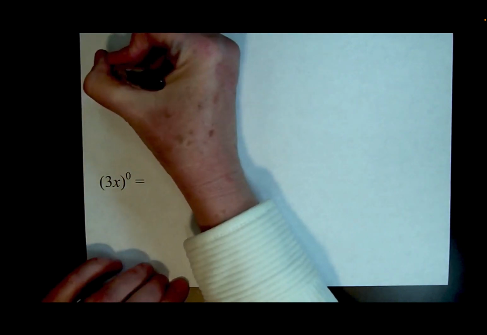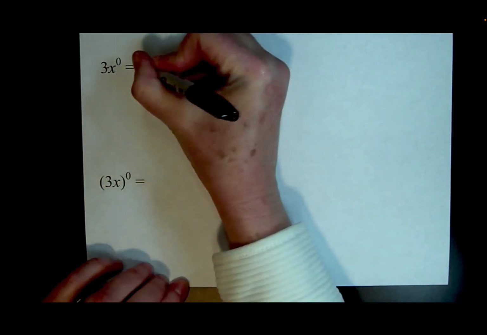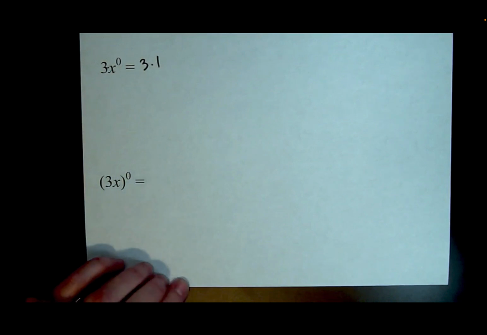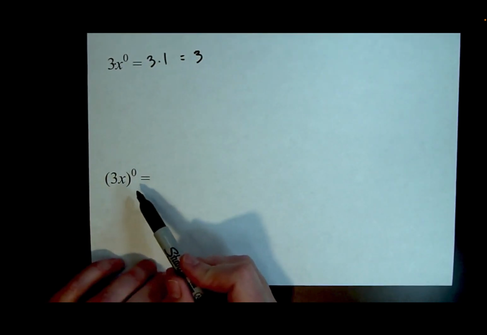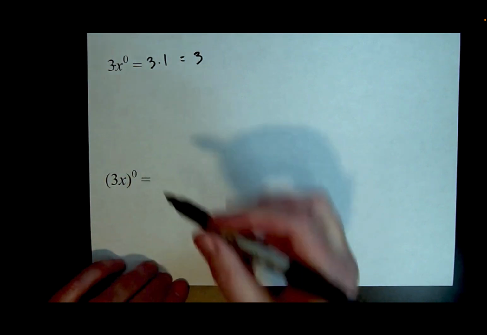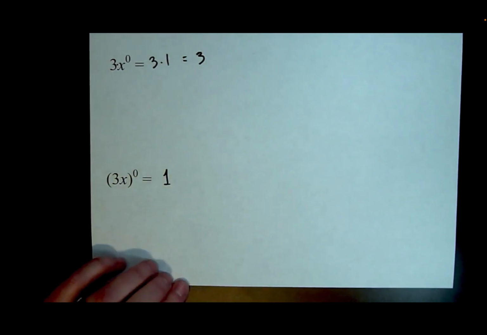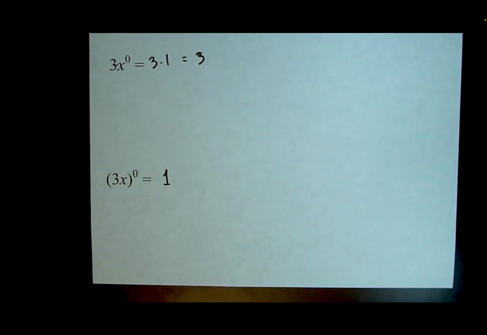Okay, next example, 3x to the 0, written in two different ways. Again, there's an invisible multiplication there, so this means 3 times 1, because x to the 0 is 1, so you get a 3. In this example, it's parentheses to the 0. Anything to the 0 power is a 1, and that's all there is to it.